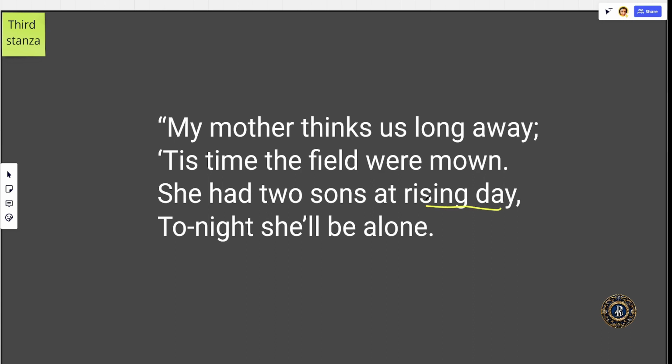Rising day is the early morning or the dawn. In the morning, my mother had two sons. Tonight, she will be alone. So this is the sad plight of this mother, because she is going to be all alone by herself from tonight onwards. Why? One son was killed and the other son is going to leave the village forever.